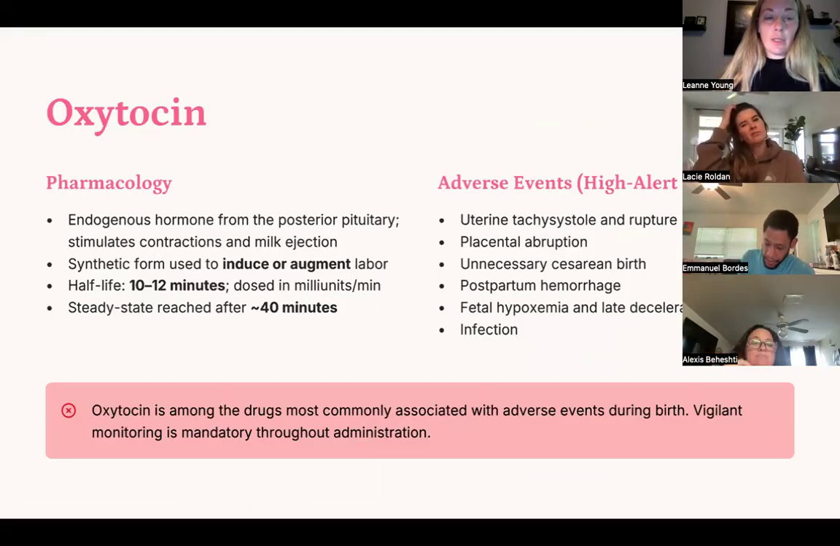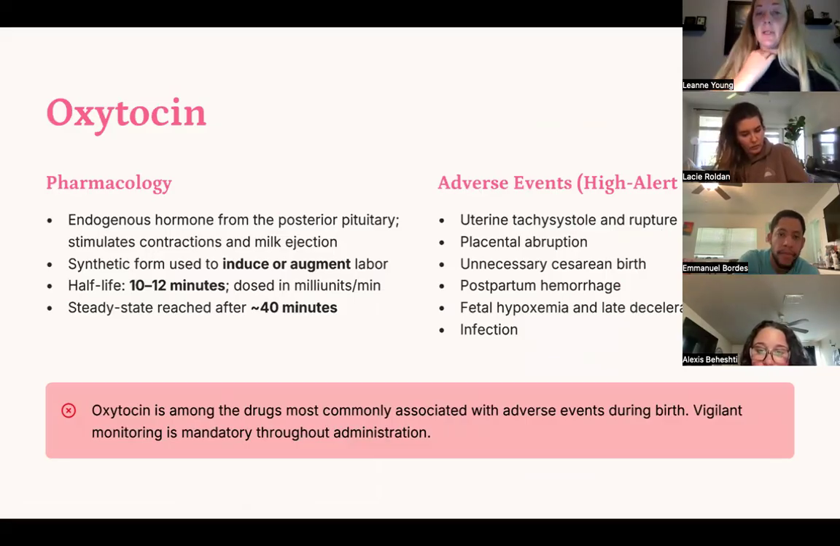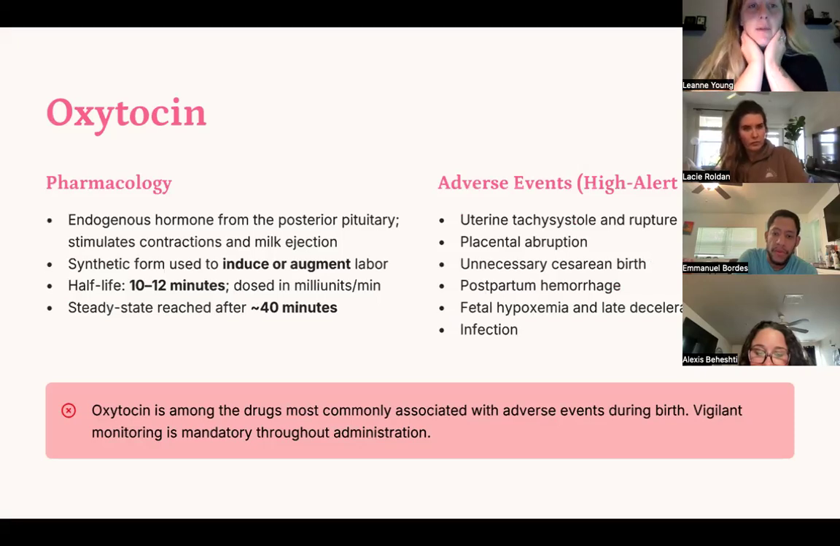Another medication that we're going to talk about a little bit more in depth here is oxytocin. This is something that we're going to use to stimulate contractions. It's used both in labor and also postpartum. But during labor, it's a much, much, much smaller dose given IV to stimulate uterine contractions.